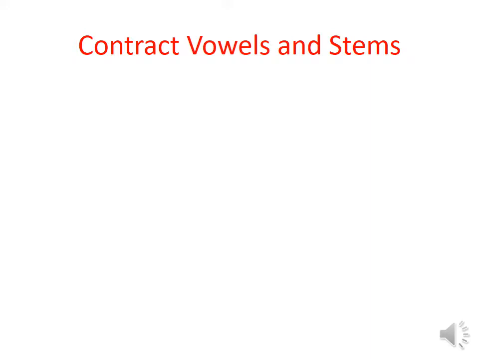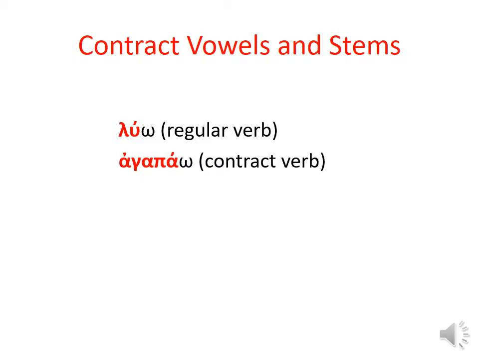What's different about contract verbs is their stems. If you look at luo, remember, to find the stem, you drop the omega. That's the first person singular personal ending, leaving you with lu as the stem. Look now at agapao. This is a contract verb. When you drop the omega personal ending, you end up with a vowel at the end, that second alpha. That's what's called the contract vowel. And that's what's going to cause the greater difficulty in the conjugations of these verbs: that final contract vowel is going to contract with the vowel of the personal endings. And I'll show you in a moment what those contractions will look like.